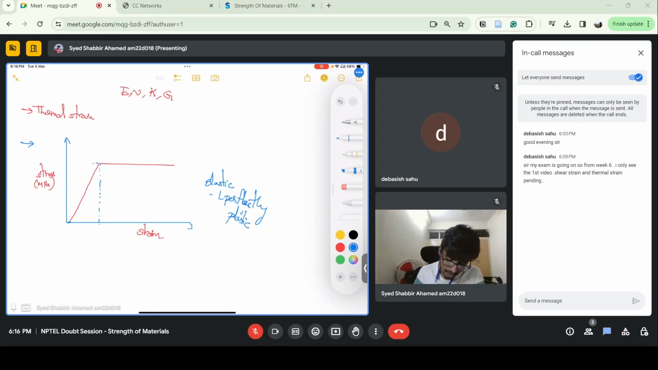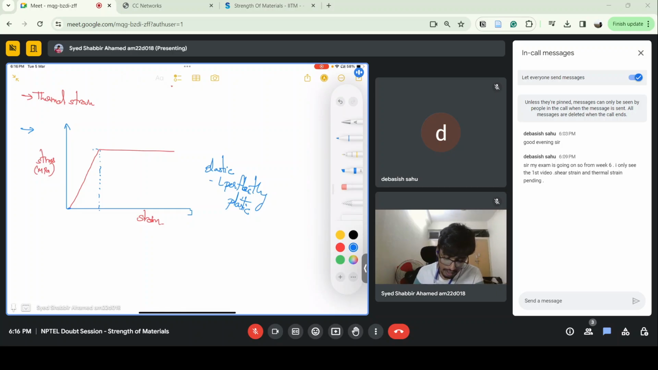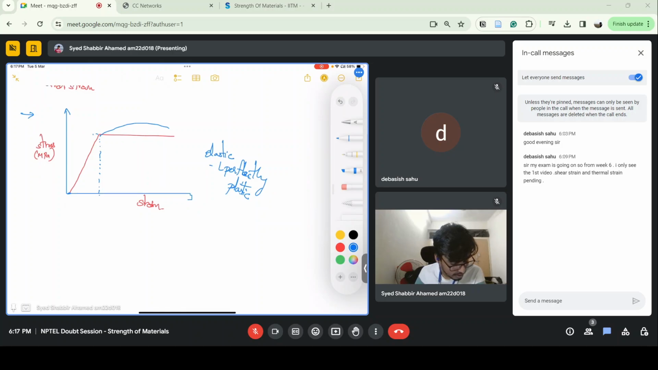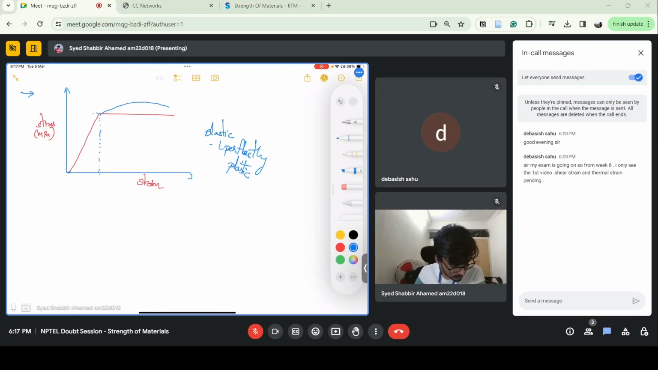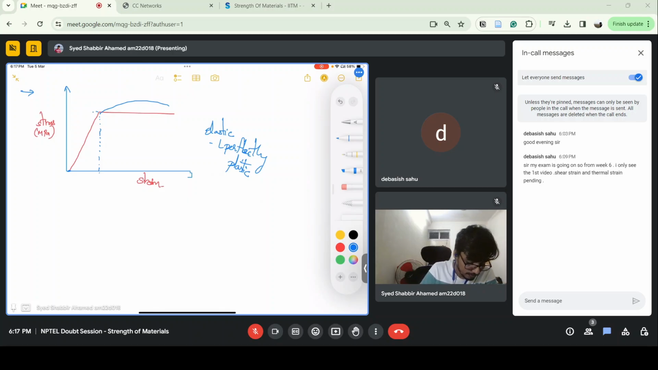Because this is a horizontal line, we call it a perfectly plastic material, elastic and perfectly plastic. Suppose you have something like this, then you call it strain hardening, because the slope is decreasing, and for a little increase in stress there is a lot of strain. And there are a lot of other curves, like bilinear elastic plastic.